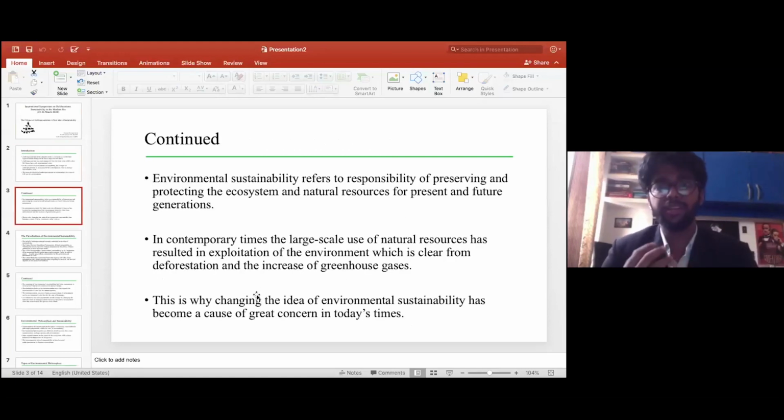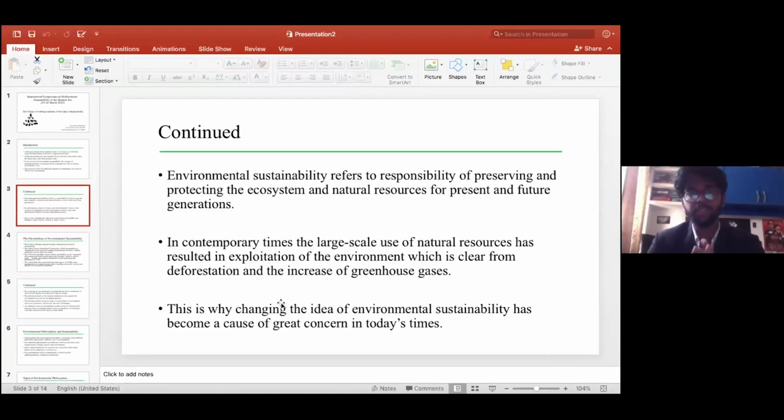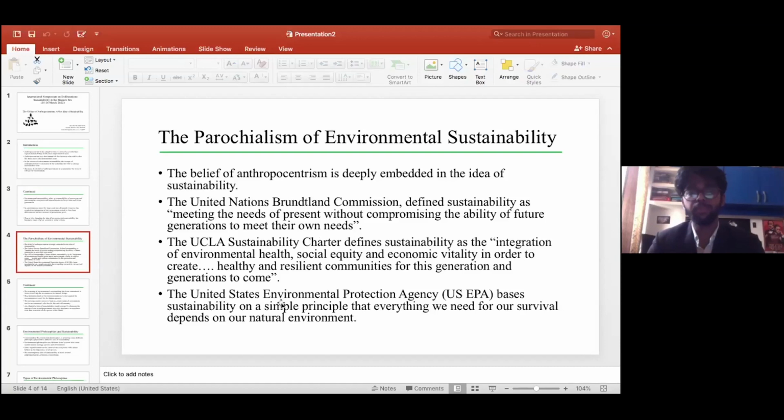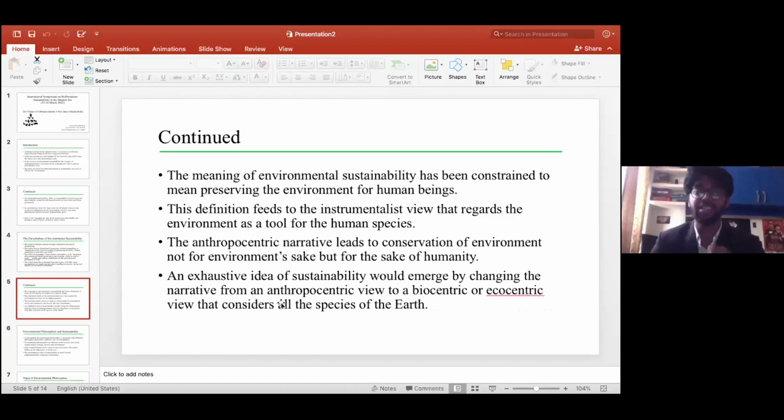Environmental sustainability refers to the responsibility of preserving and protecting the ecosystem and natural resources for present and future generations. The parochialism of environmental sustainability: parochialism means narrow-mindedness. The idea of sustainability is parochial in the sense that the belief of anthropocentrism is deeply embedded in this idea. Various commissions, charters, and agencies define sustainability in more or less the same way, that is, as protecting and preserving the environment to meet the needs of humankind's present and future generations. This idea of environmental sustainability has limited its scope.